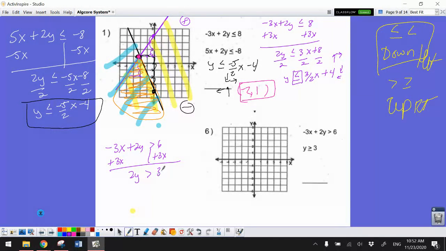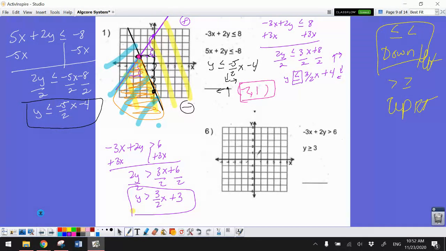2y is greater than 3x plus 6. Divide by 2. y is greater than 3 over 2 x, which is going to stay the same, plus 6 divided by 2, which is a positive 3. So there's my first equation.